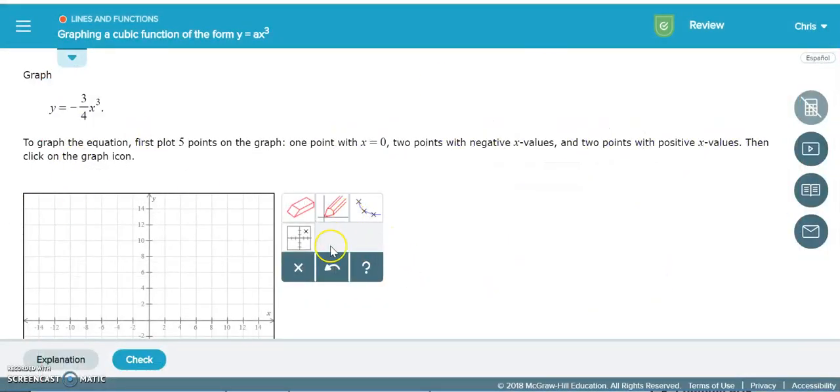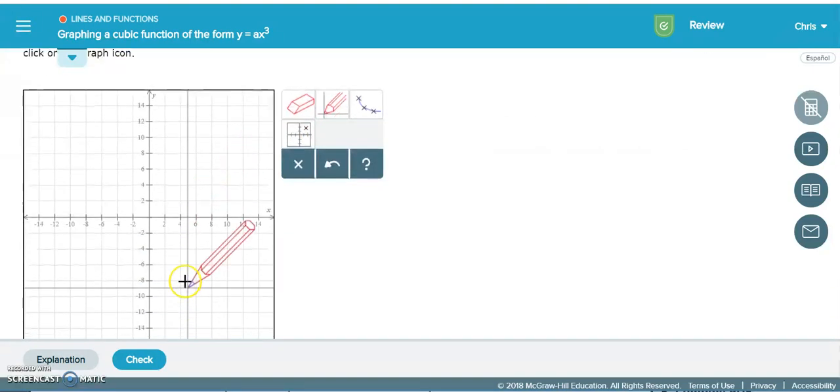Alright, so first thing I'm going to do, I'm going to show you this. You can use a combination of the pencil and the option to type in the ordered pairs. So the points that we can eyeball, let's do that. It's faster. So we know there's a point at 0, 0, and there was a point at 2, negative 6. But that other point was 1, negative 3/4. That's a tougher one to do.